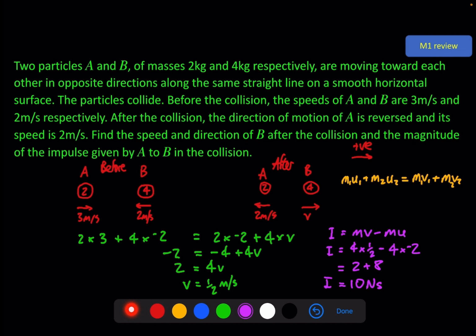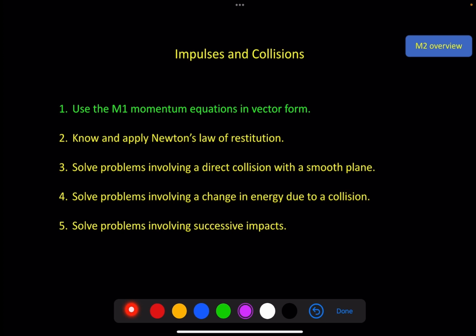I hope that you are confident on these concepts before you start this chapter, because a lot of what we're going to do here builds on this. In this video, we're going to look at those very equations in vector form. We're going to look at Newton's law of restitution in the next video, then we'll look at problems involving direct collisions with a smooth plane, change in energy, and successive impacts, which means more than one impact, one after the other.